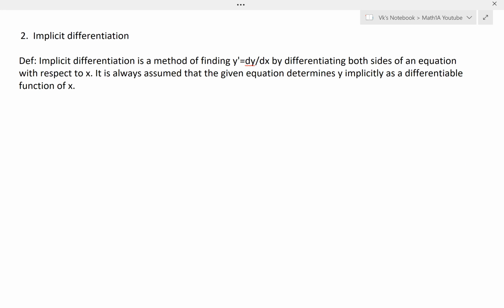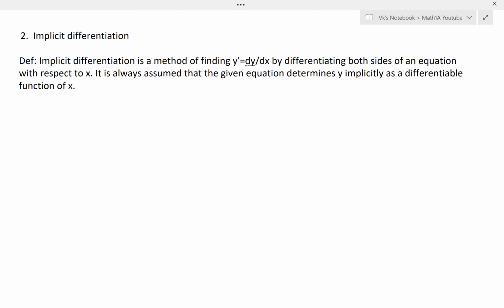Implicit differentiation definition. Implicit differentiation is a method of finding y prime or dy over dx by differentiating both sides of an equation with respect to x. It is always assumed that the given equation determines y implicitly as a differentiable function of x.